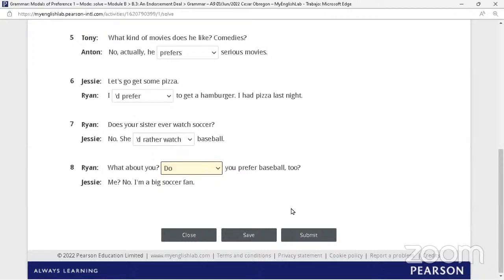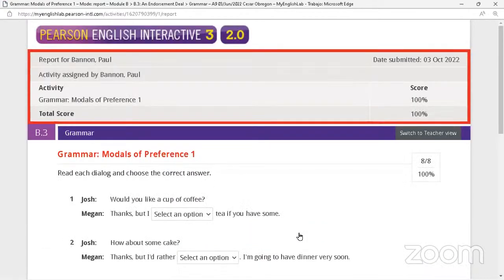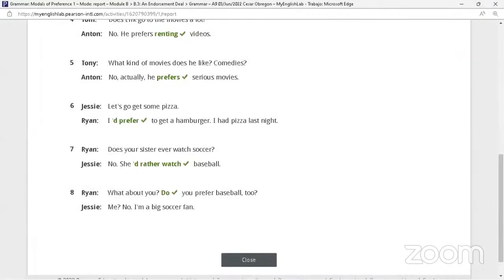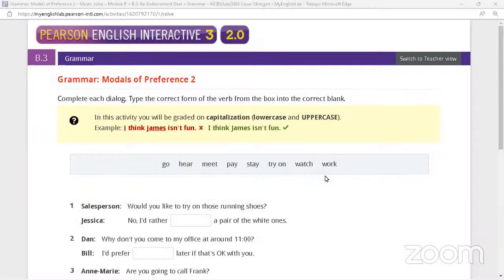Okay. I'm ready. Okay, good. Terrific. So you understood the instructions, okay? Understood better than the first one. Well, it was a warm-up. So let's go into the second exercise. Okay. Let's go. Complete each dialogue, type the correct form of the verb from the box into the correct blank.